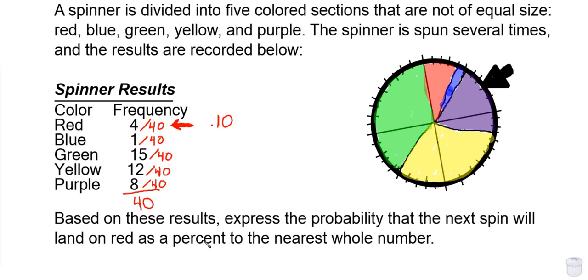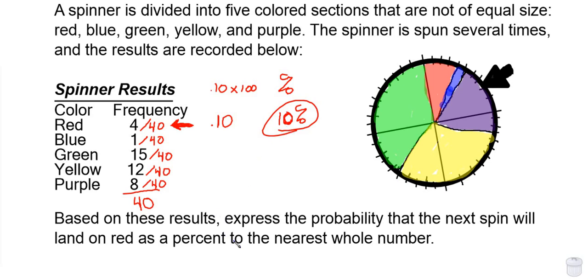But they don't want a decimal. Here it is as a fraction, 4 over 40. Here it is as a decimal. They want it as a percentage, right? So I have to take this 0.10 and multiply times 100. That's how you convert a decimal to a percentage, multiply by 100. And I get 10%. So 10% of the time it lands on red.